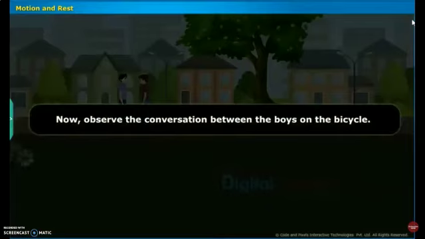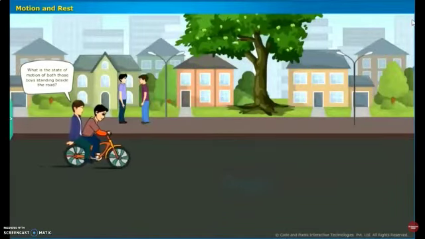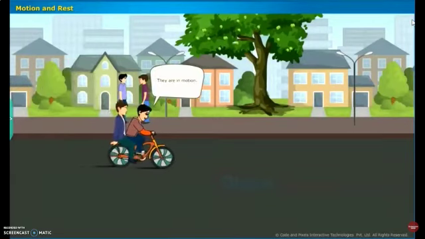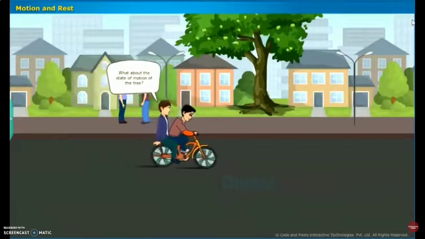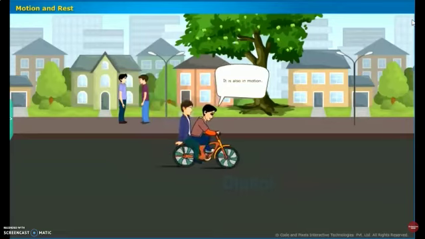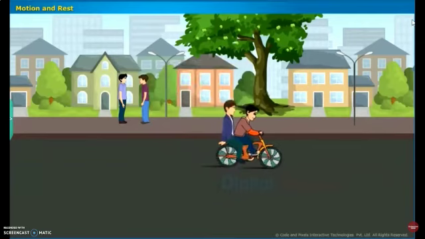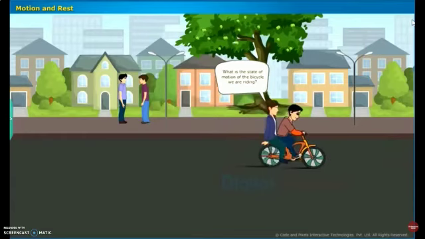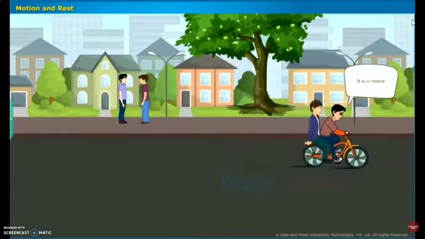Now observe the conversation between the boys and the bicycle. What is the state of motion of both those boys standing beside the road? They are in motion. What about the state of motion of the tree? It is also in motion. What is my state of motion then? You are at rest. What is the state of motion of the bicycle we are riding? It is in motion.